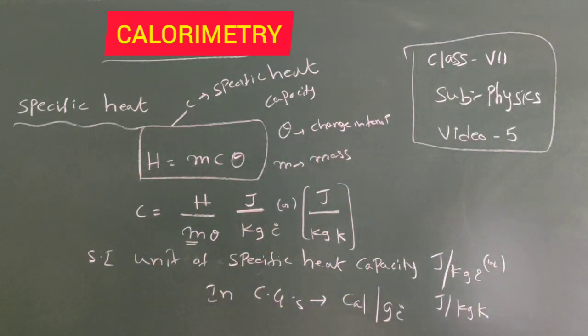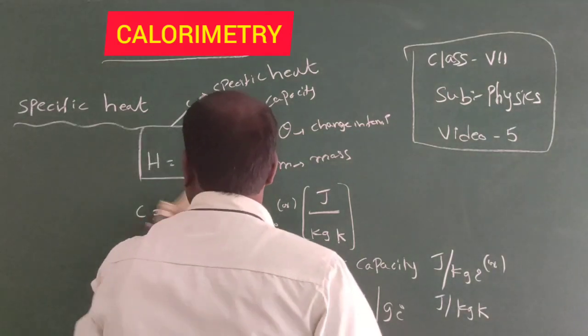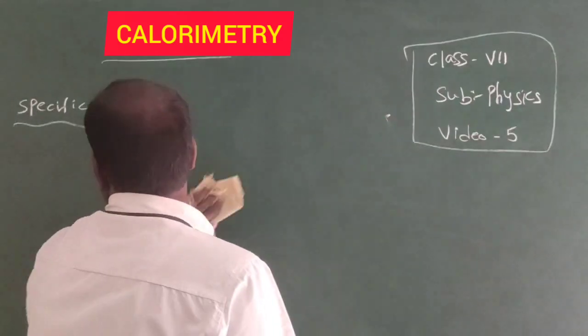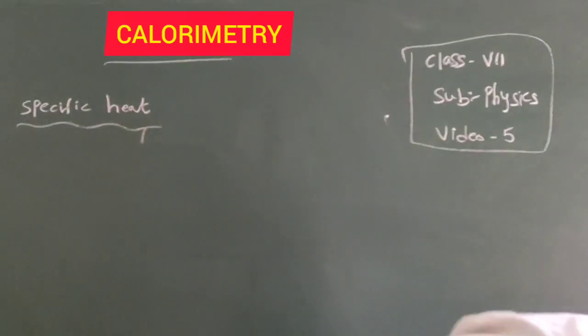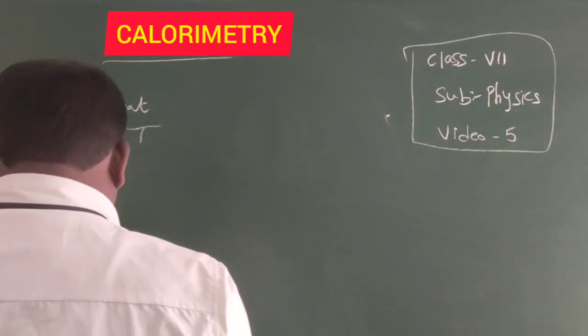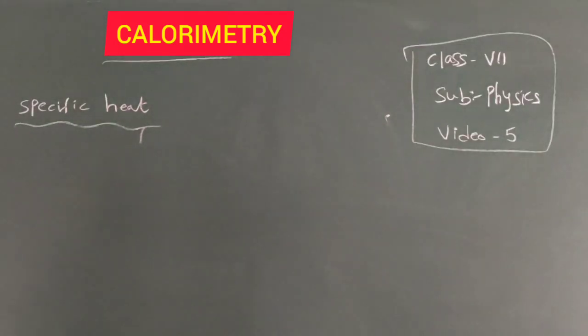To convert the value of specific heat capacity from CGS to SI system, the multiplication factor is 4200. So for the specific heat capacity C, to convert from CGS to SI system, the multiplication factor is 4200.